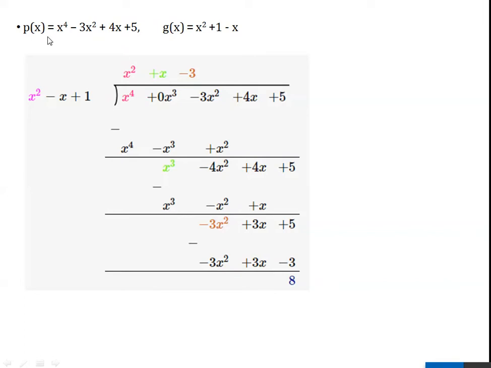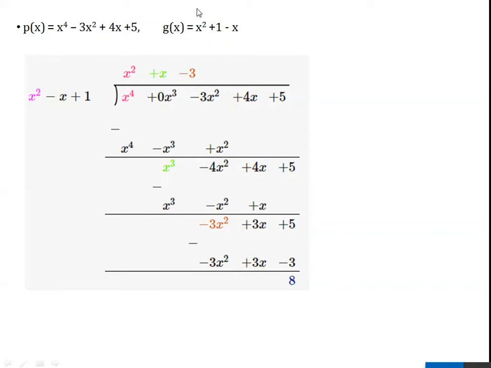Next one. The question is p of x is equal to x raised to 4 minus 3x square plus 4x plus 5. Here g of x is equal to x square plus 1 minus x. Here you can see that you have some exponents missing. The cube term is not there. Instead of the cube term, we will write 0x cube. In order to avoid confusion while dividing, you will put 0x cube.